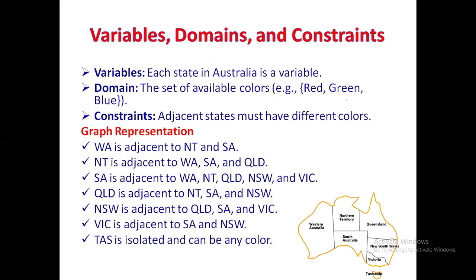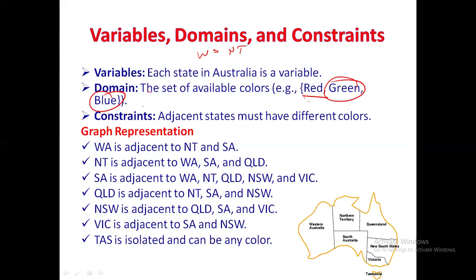What are the variables we are using in this case? Variables, domains, and constraints. In this CSP model, each state in Australia represents a variable, such as WA, NT, etc. Each state must be assigned a color. The domain consists of a set of possible colors: three colors I have said, red, green, and blue, which are used to color the map. The constraints ensure that adjacent states do not share the same color.